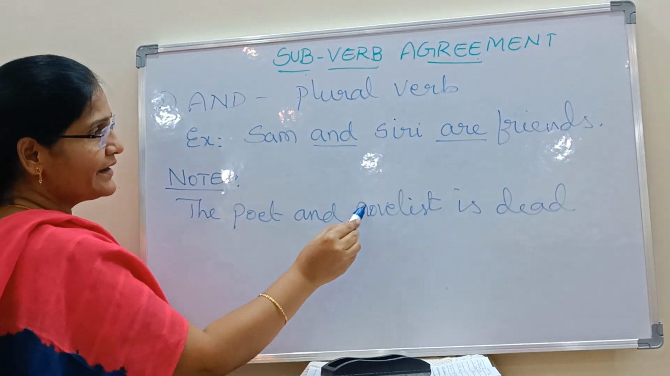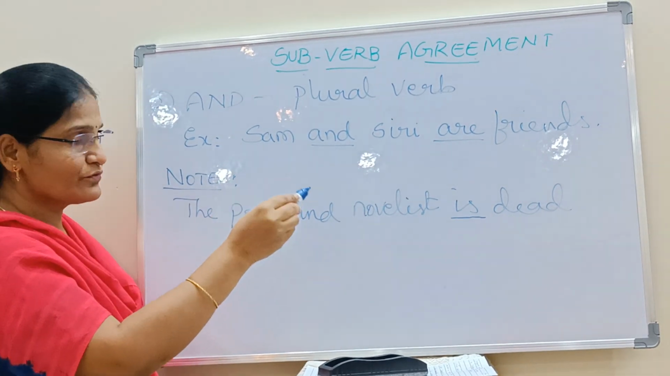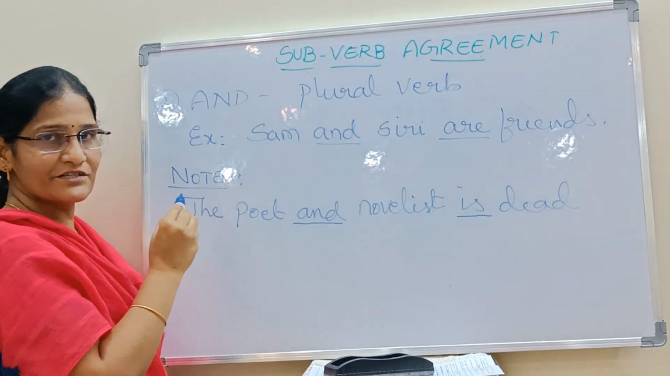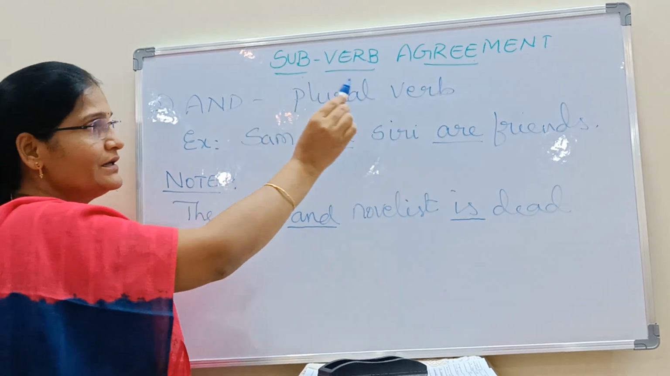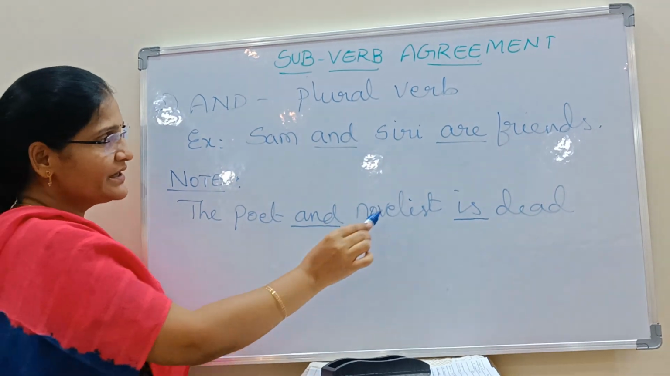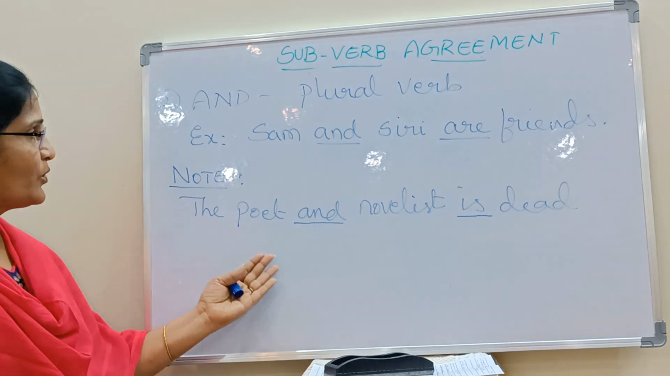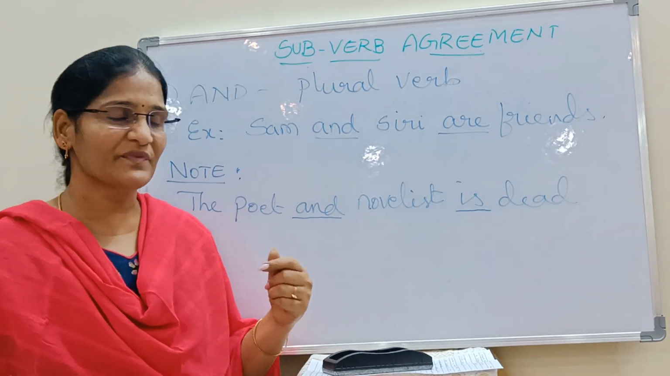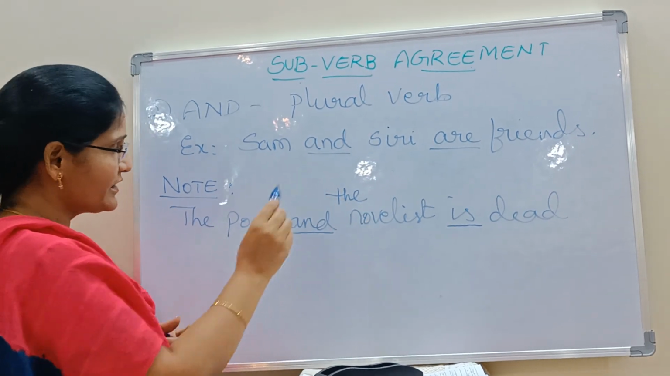The poet and novelist is dead. Look here, I have used the singular verb, and here is "and," the conjunction. See, here I said whenever you use "and," you have to use a plural verb. But here it is singular, because this is about the same person. How do we know that the poet and the novelist both are the same? Yes, whenever it is not mentioned with the definite article.